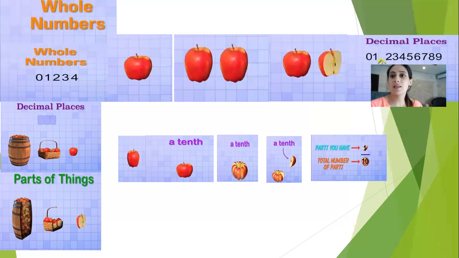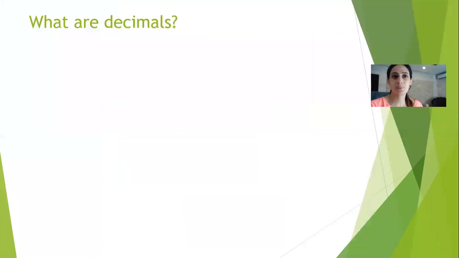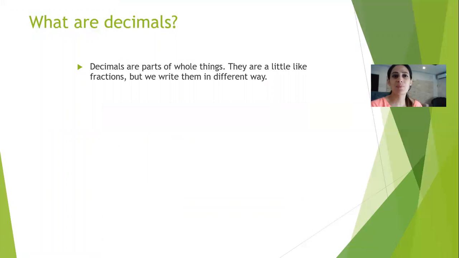So the number that sits at the top shows the parts you have. And the number that sits at the bottom shows the total number of parts. So 1/10 in the form of a fraction is 1 out of 10. So here we start with the first thing about the tenths place, okay? Decimals are a little like fractions, and you will see. So what are decimals? Decimals are parts of whole things. They are a little like fractions, but we write them in a different way.